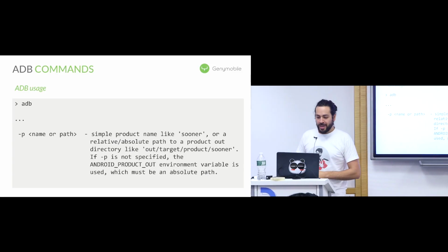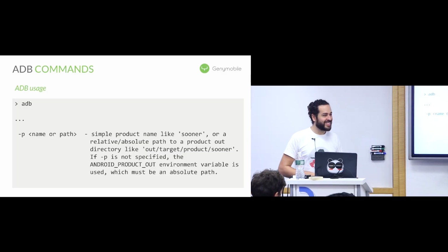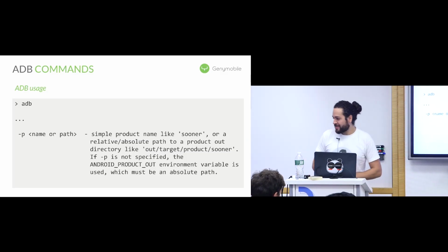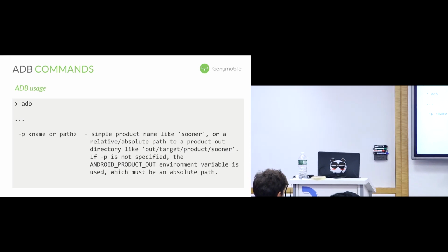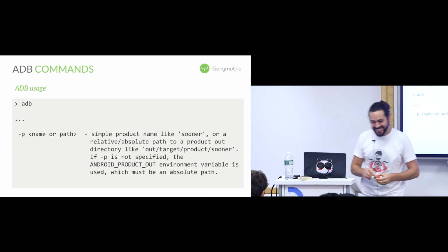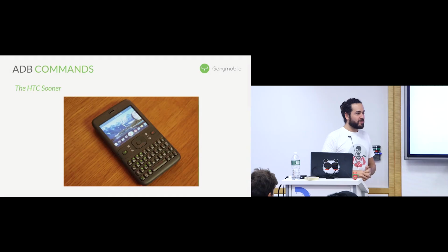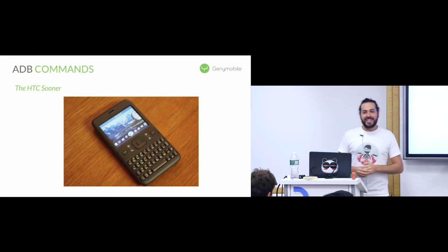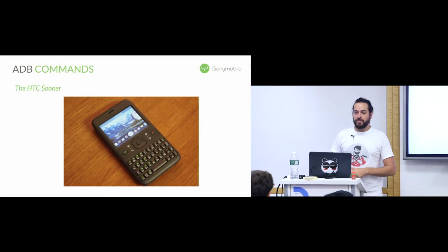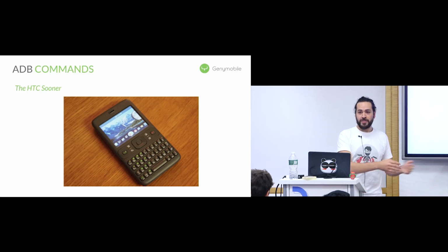Who knows what the sooner is? Oh. There is a Genymotion T-shirt to win, guys. Okay, I will show you. This is the sooner. That's the very first Android phone that was never released. It has never been released.